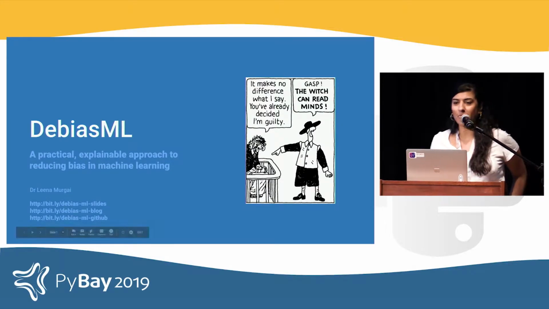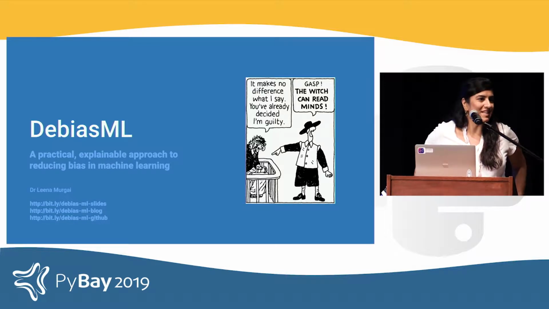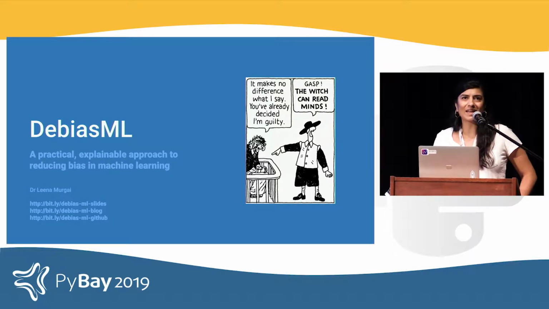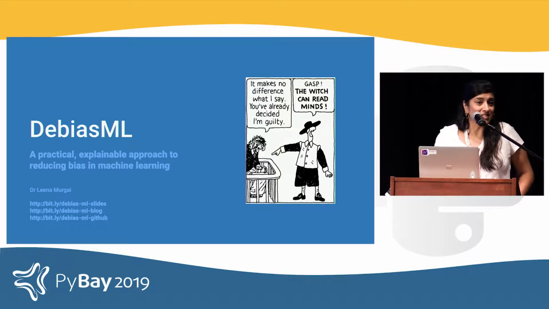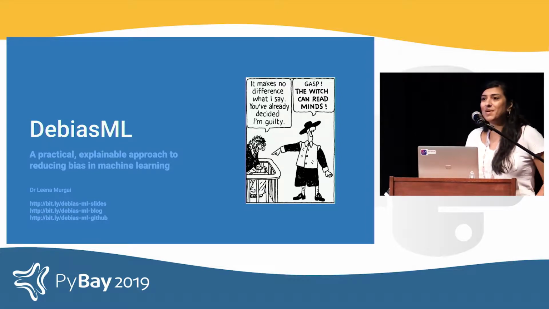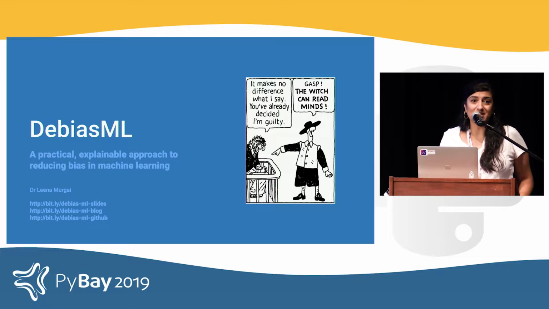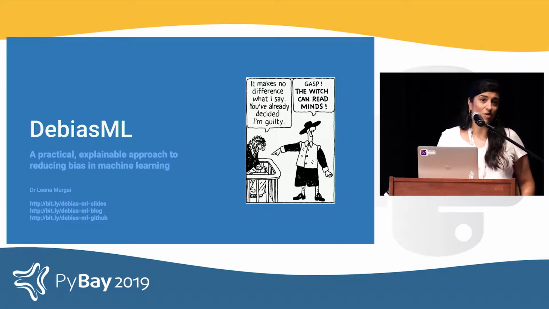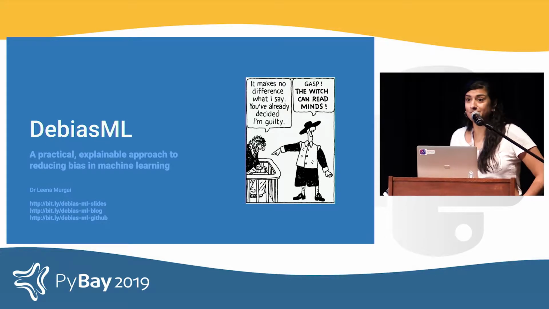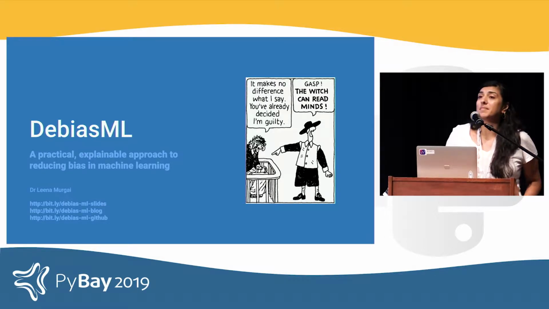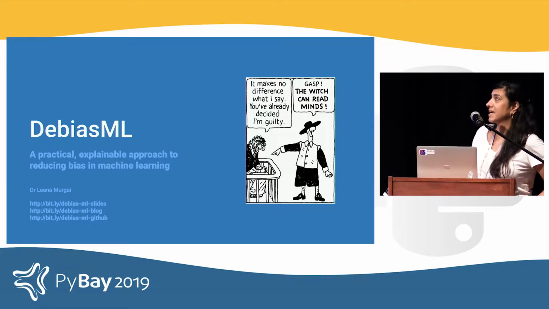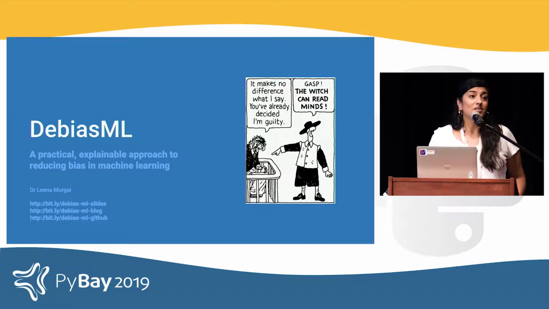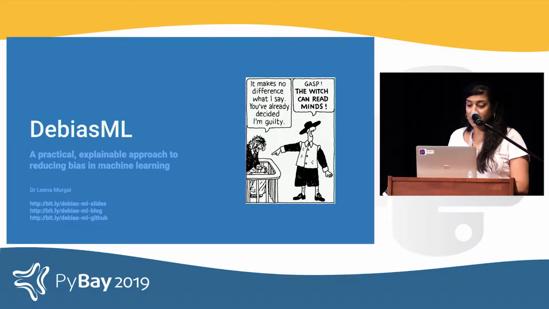Hi, everyone. So my name's Leena. I'm an applied mathematician turned derivatives quant turned data scientist. And part of the reason why I was interested in making the most recent transition was that I wanted to work on problems that affect real people. So in DebiasML, I developed a practical yet effective methodology for reducing bias in machine learning algorithms.